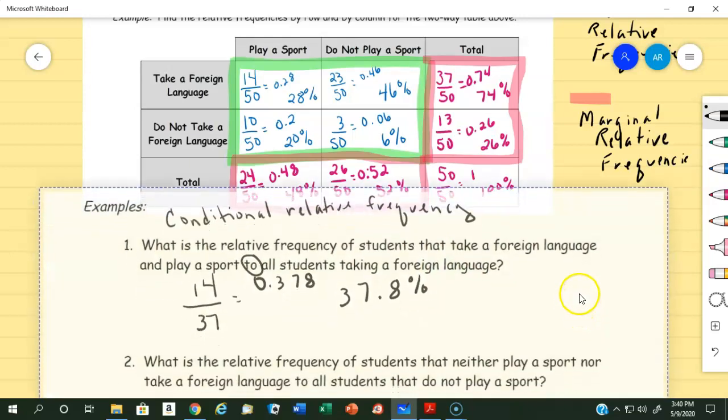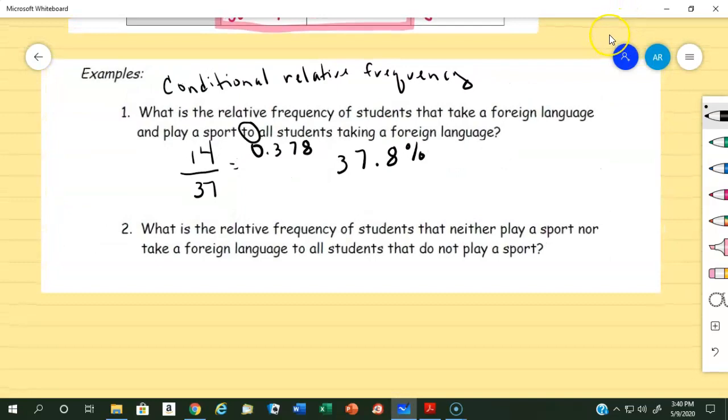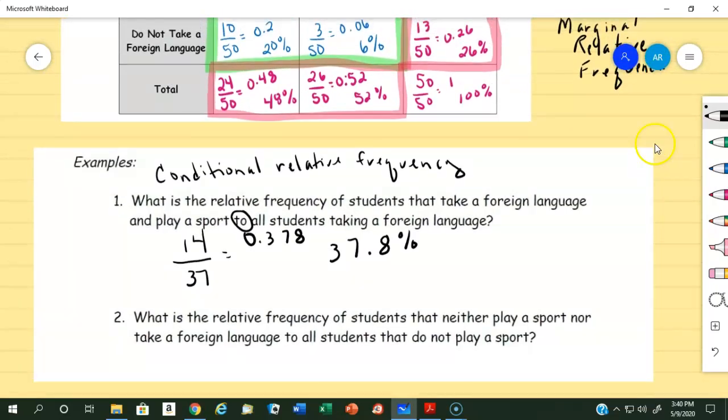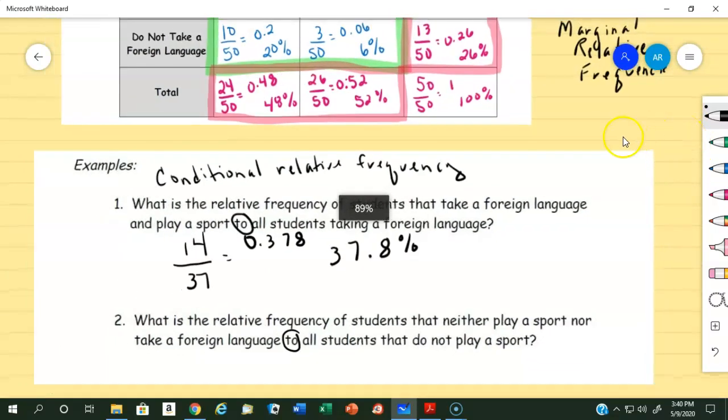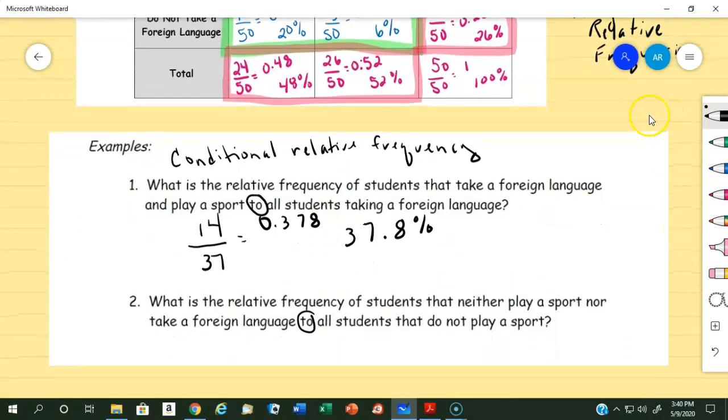So you could be asked some additional questions as well. What is the relative frequency of students that neither play a sport nor take a foreign language to all students that do not play a sport? So we're looking for a total of, so there's my "to". So that's going to be where I'm looking to find my denominator, all students that do not play a sport. So that was a total of 26 students did not play a sport. So that's going to be my denominator.